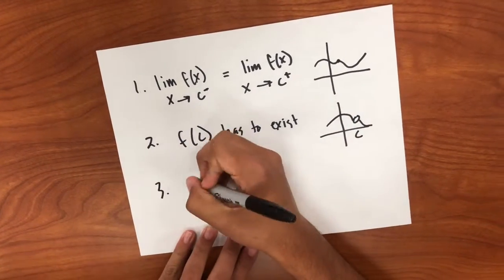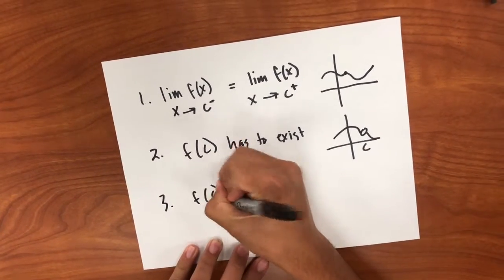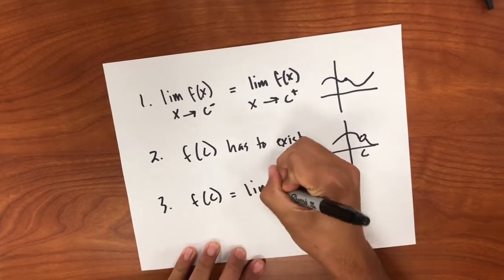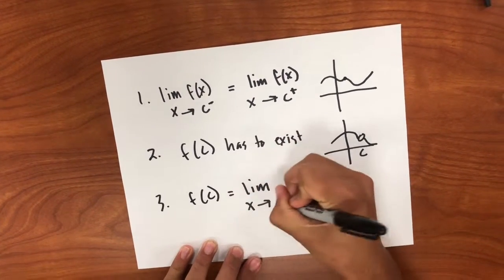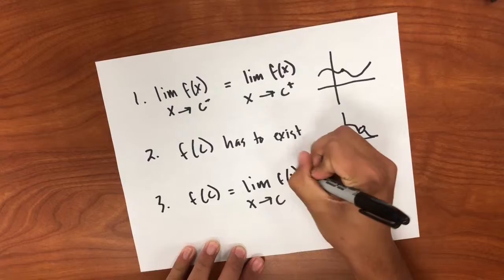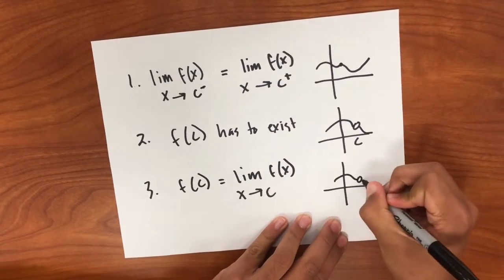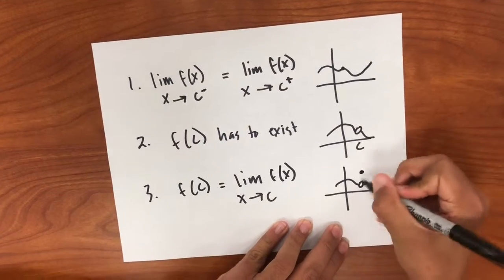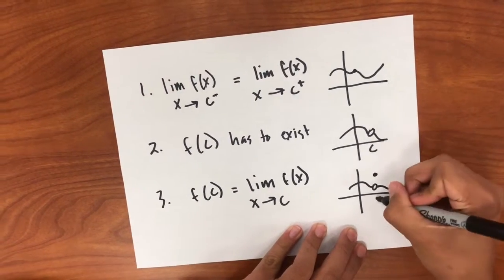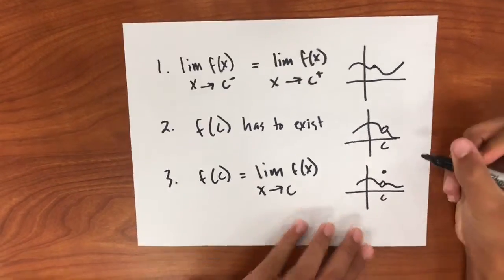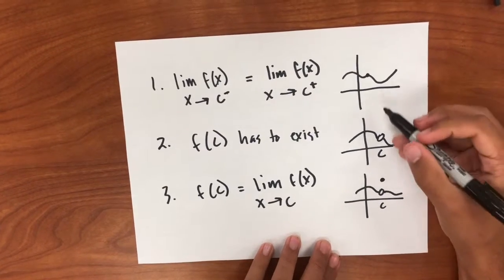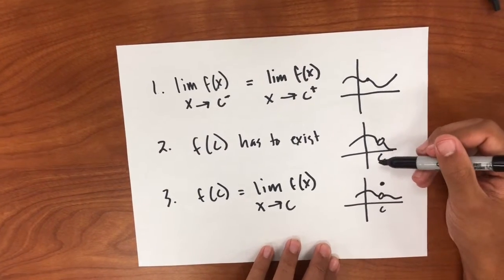And the third condition is that f of c has to equal the total limit of f of x as x goes towards c. So if you have a function like this and a point right here, that would not be continuous because f of c does not equal the limit. And for a function to be continuous, all three of these conditions have to be fulfilled.